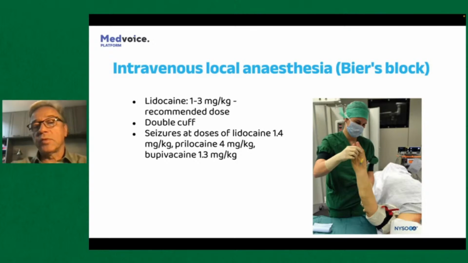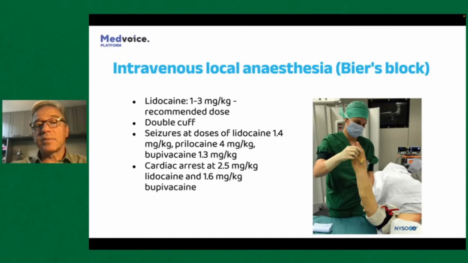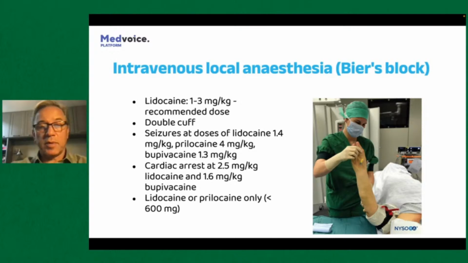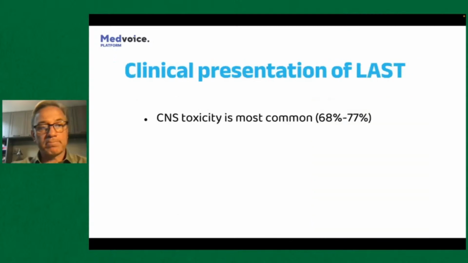Although I said 1 to 3 milligrams per kilogram, I wouldn't use more than 1 milligram per kilogram for intravenous regional anesthesia. And cardiac arrest has been described with lidocaine doses of 2.5 and bupivacaine 2.6 milligrams per kilogram. Okay. So we do not ever use bupivacaine for this type of anesthesia and mainly use lidocaine or prilocaine. But with prilocaine you have to reduce to 600 milligrams maximum due to the risk of developing methemoglobinemia.